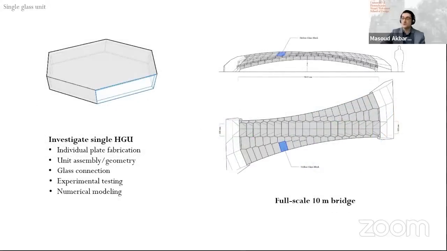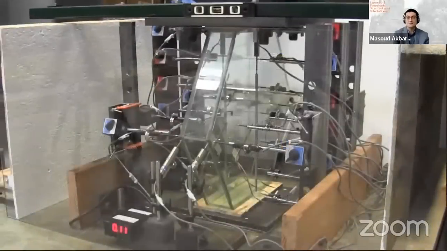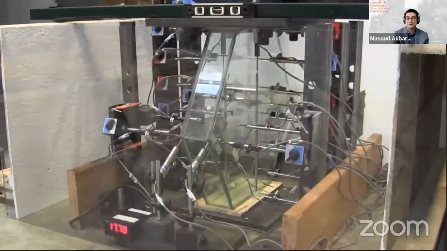Unlike many other funicular designs where the self-weight is used as the applied load, here we tried to minimize the self-weight by using hollow glass units as a building block for the construction of the bridge. The initial preliminary analysis showed the feasibility of this work, but obviously we had to move on and investigate the behavior of a single construction module.